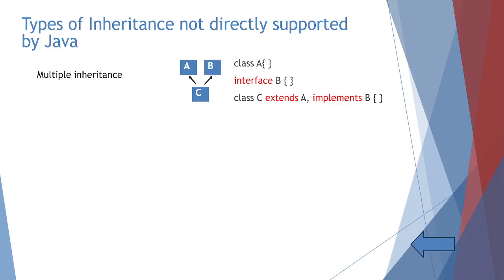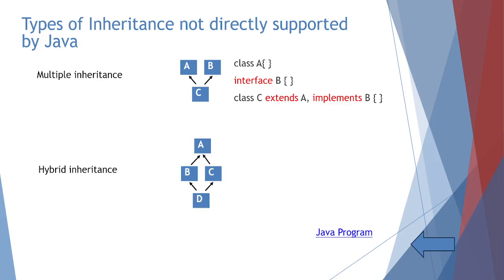Interfaces are implemented. Similarly, hybrid inheritance. See, this is multi-level as well as multiple inheritance. So we need some interfaces. B and C are superclasses for D, which is not possible. Let's see a Java program to understand the concepts.